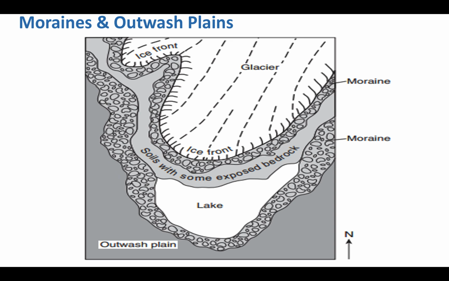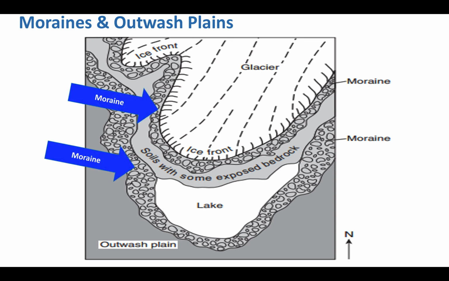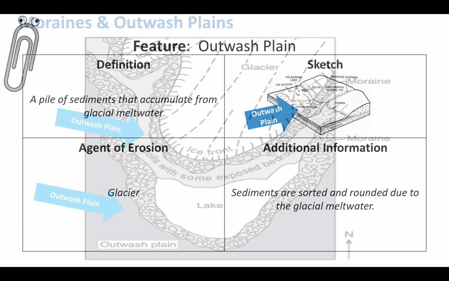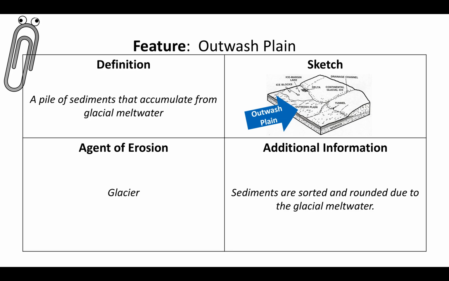So take a look. In this diagram, we have two moraines. That's an unsorted pile of sediments left by the glacier. But those sediments can be carried because of the glacial meltwater to form outwash plains. So now we have two different types of features that can be left behind by a glacier. Outwash plain is going to be one of those features that you put into your Frayer diagrams.